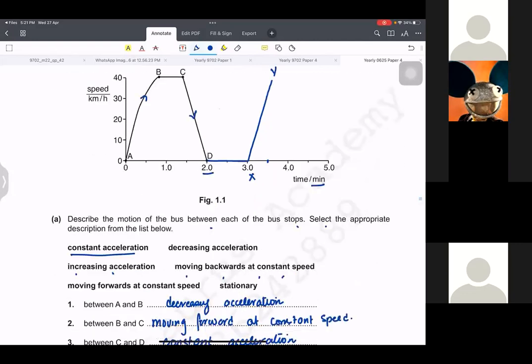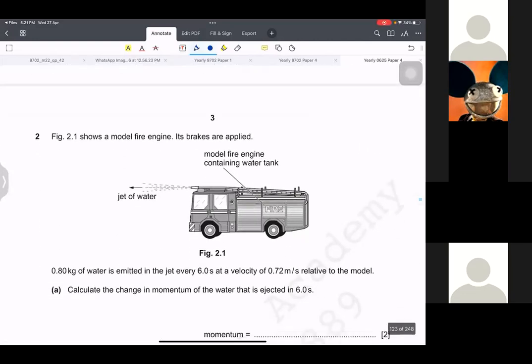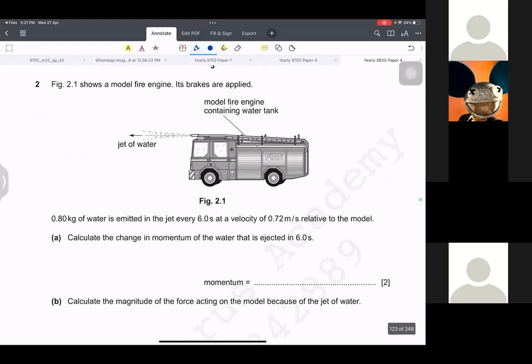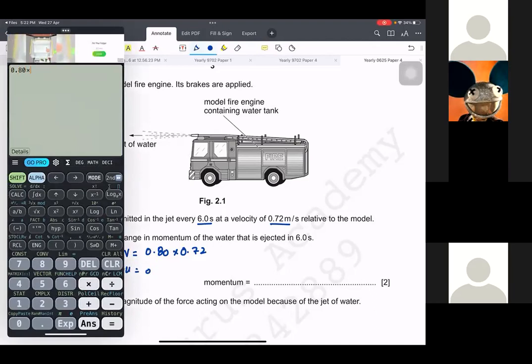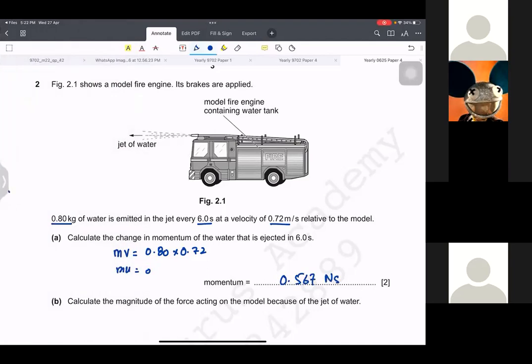All right, now let's go to the next question. It says calculate the change in momentum of water ejected in 6 seconds. So 80 kg of water is emitted in 6 seconds, with velocity of this. So final momentum would be 0.80 times 0.70. Initial momentum would be 0 because water was stationary, right? So the change would be 0.567 Newton second. So that should be the answer.